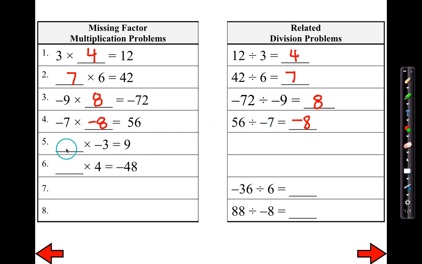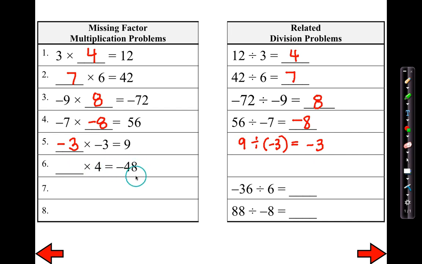So here, what times negative 3 is 9? Well, I need to make a positive, so this needs to be negative, and it would have to be 3. Now let's do a division problem. I can write it as 9 divided by a negative 3. If 9 is divided by negative 3, my answer is going to be negative 3, because negative 3 times negative 3 gives you 9.